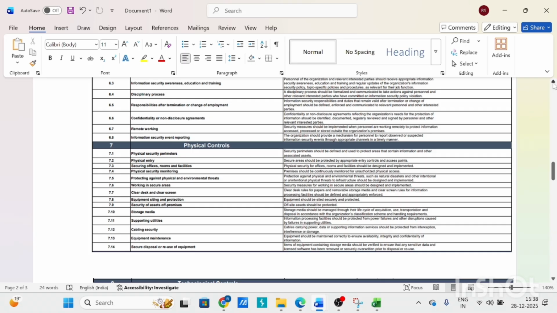Equipment maintenance. Equipment should be maintained correctly to ensure availability, integrity, and confidentiality of information within the organization.